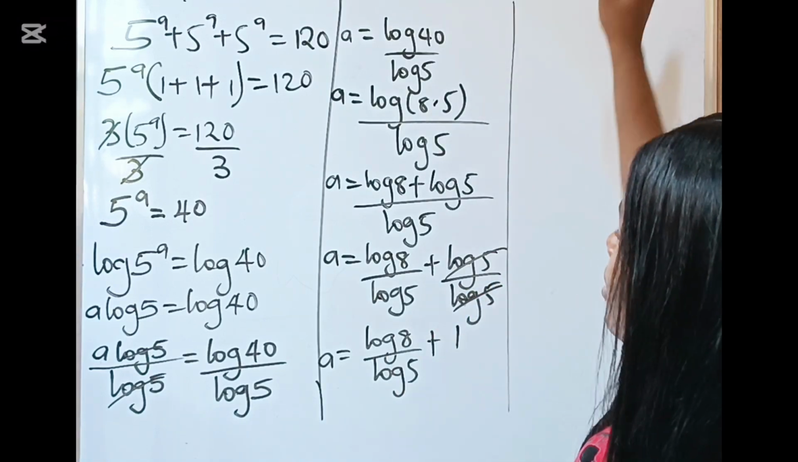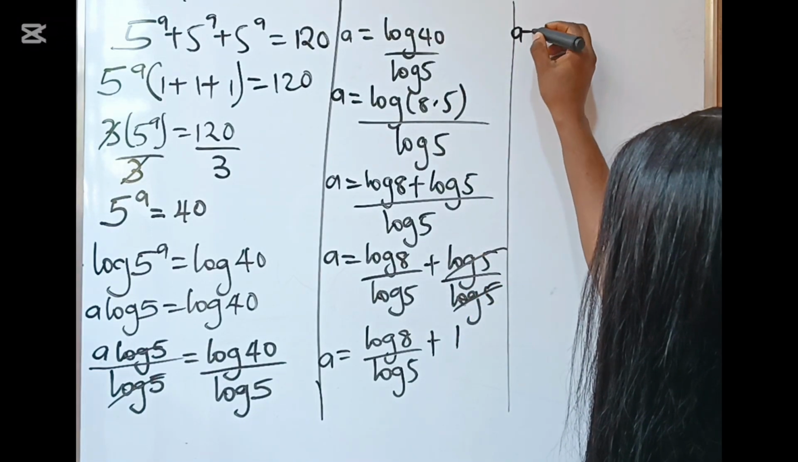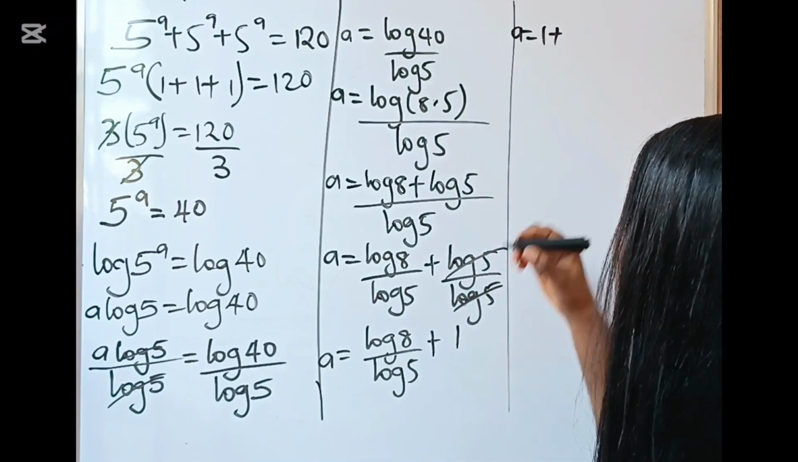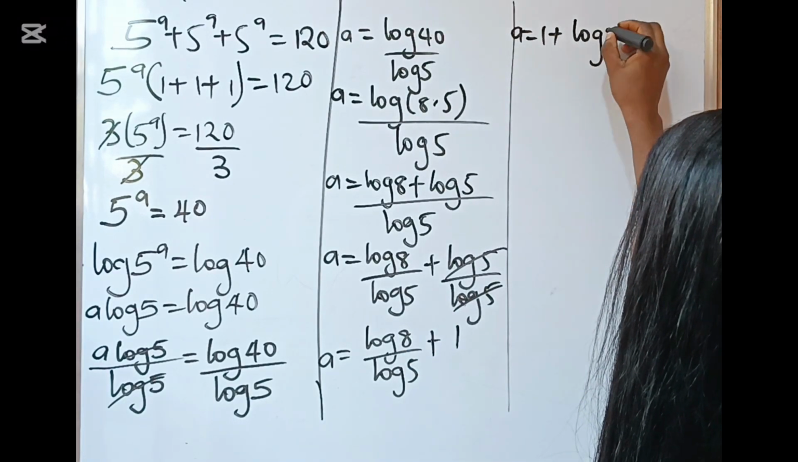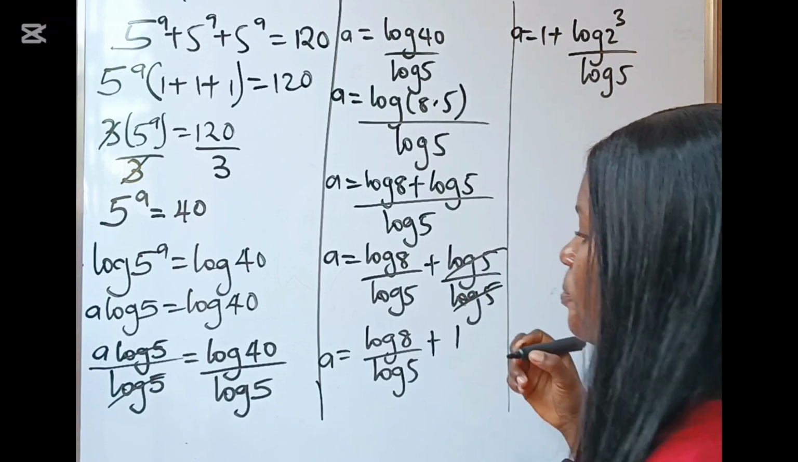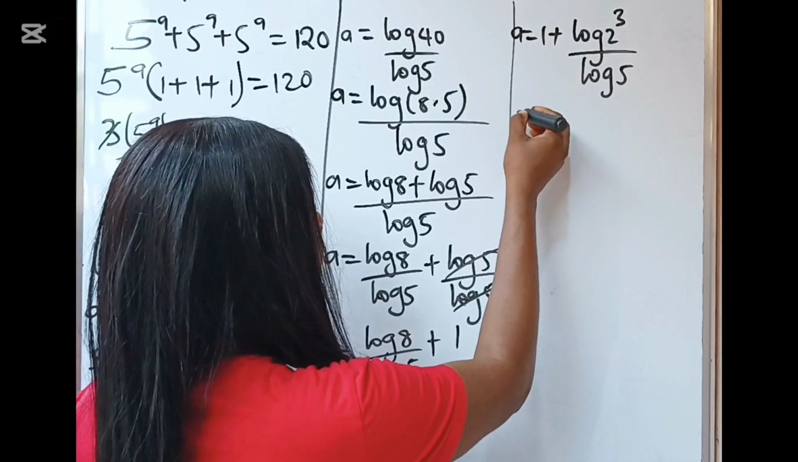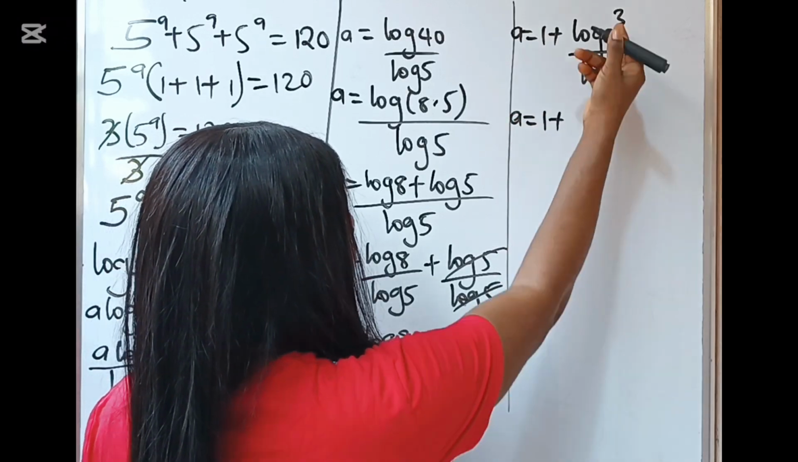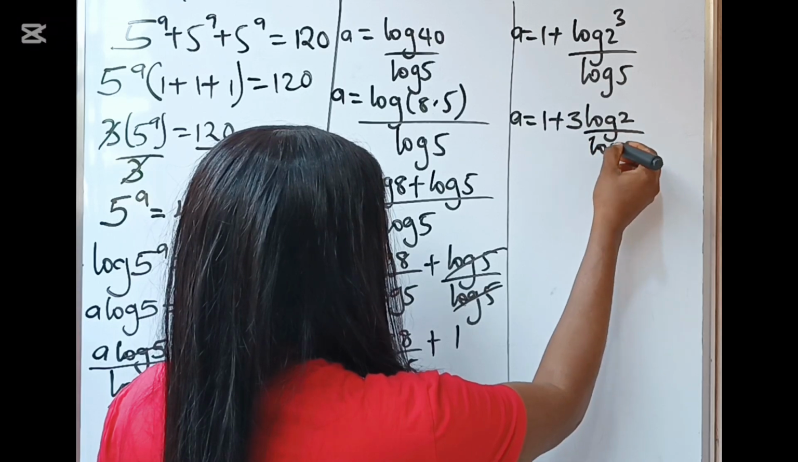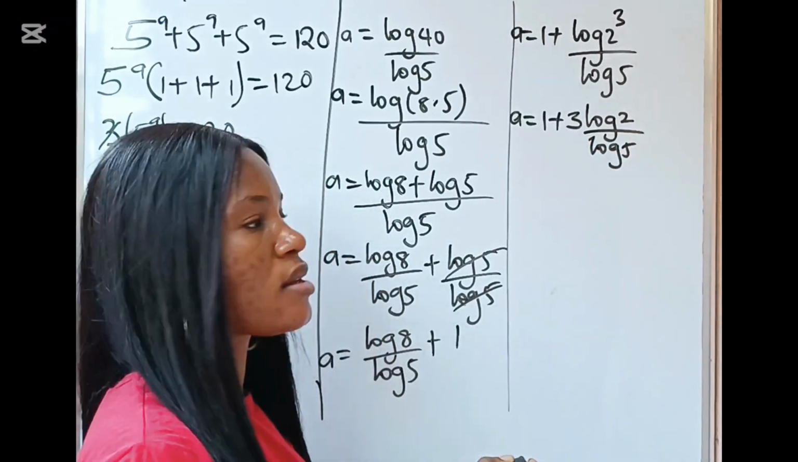Okay, all right, so our a then is equal to 1 plus, now 8 is same thing as 2 to the power of 3, so we have log 2 to the power of 3 divided by log 5, right? So we can say that a is equal to 1 plus 3 will come down and we have log 2 divided by log 5, right?